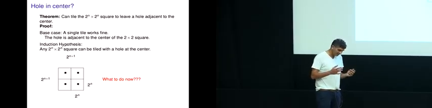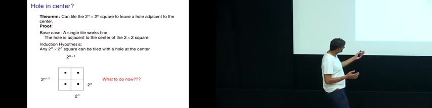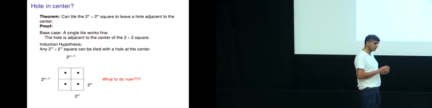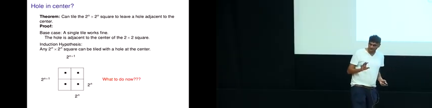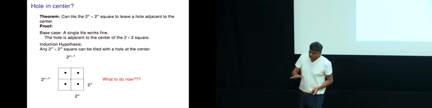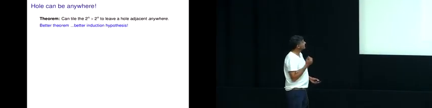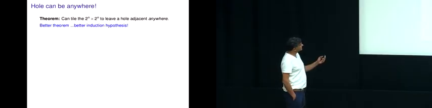I'd like to say, in fact, not only can I tile this 2 to the n by 2 to the n courtyard and leave a hole in the center, I'd like to be able to leave it anywhere, and then I can put it in the center and nice things will happen, right? I'd like to build off something stronger. Okay, so a better theorem.